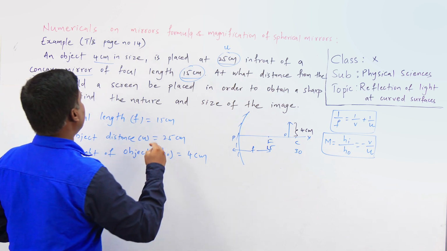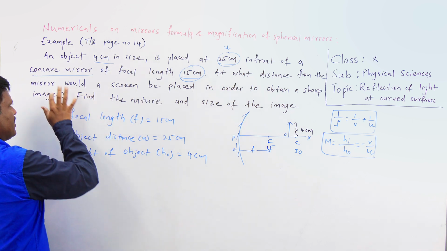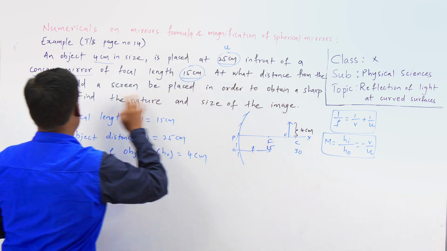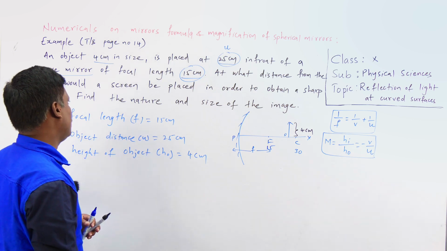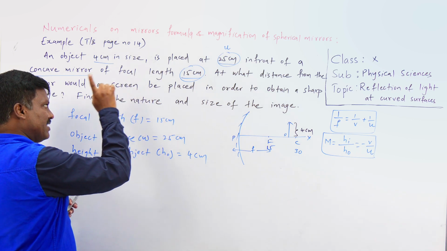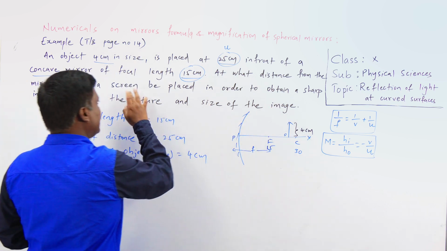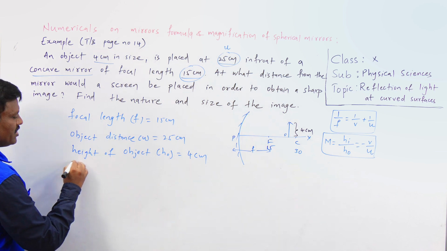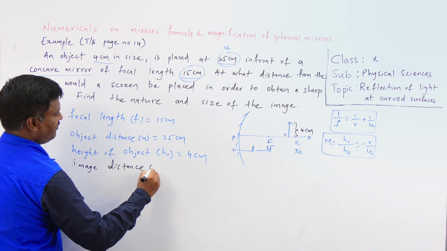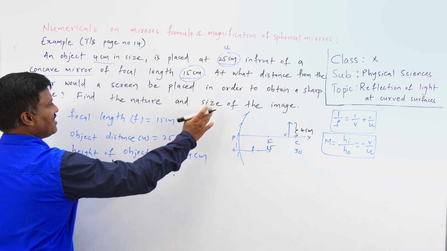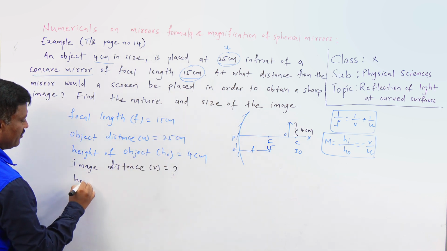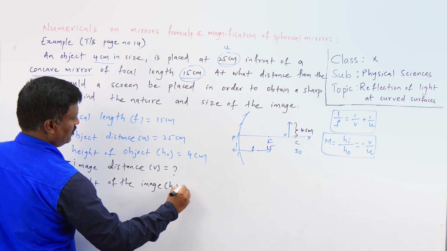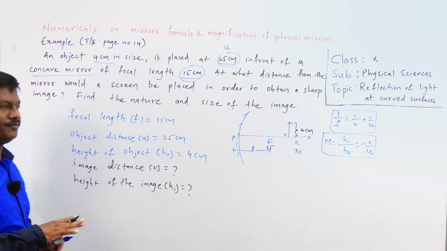Now what do we have to calculate? We have to calculate the image distance, where the screen should be placed to get a clear, sharp image. The distance between the mirror and the screen is called image distance. Now we have to find the image distance v as well as the size of the image, that means the height of the image. So both of these should be calculated.